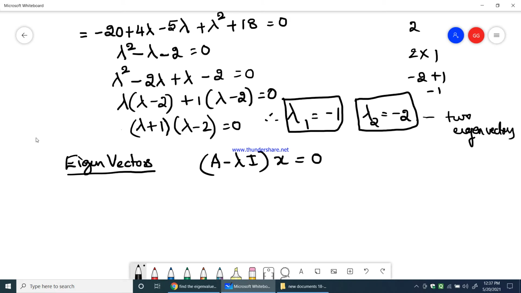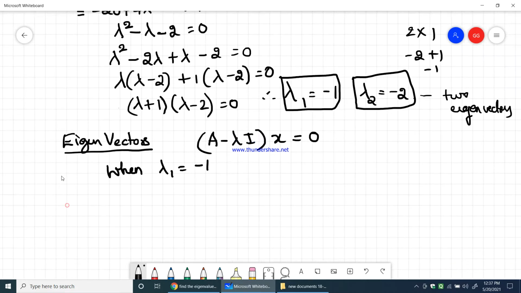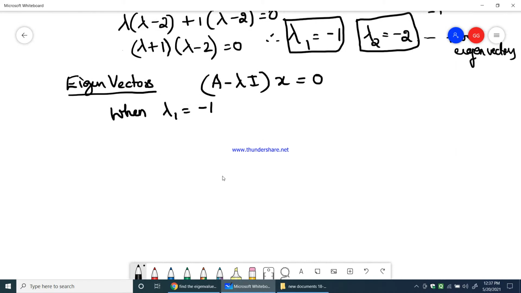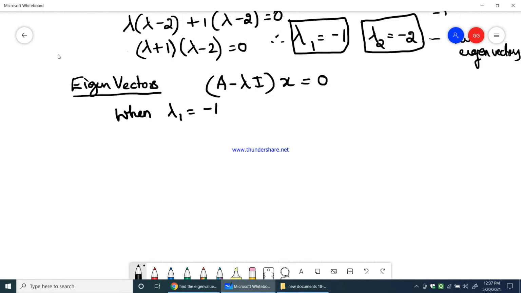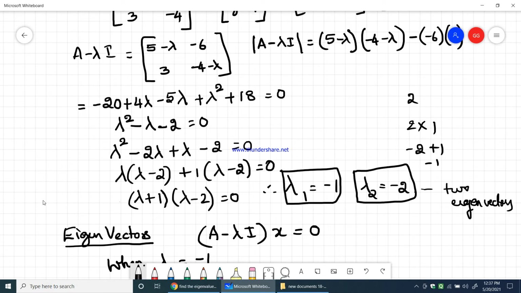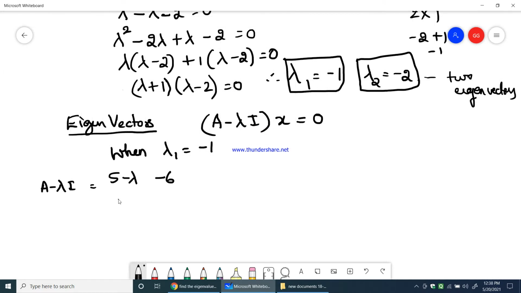Let us now find out those two eigenvectors. So when lambda 1 equals minus 1, what would be the eigenvectors that we come across? Okay, so we know that A minus lambda I was what earlier? 5 minus lambda, minus 6, then we had 3 and minus 4 minus lambda. This is A minus lambda I which we had earlier.